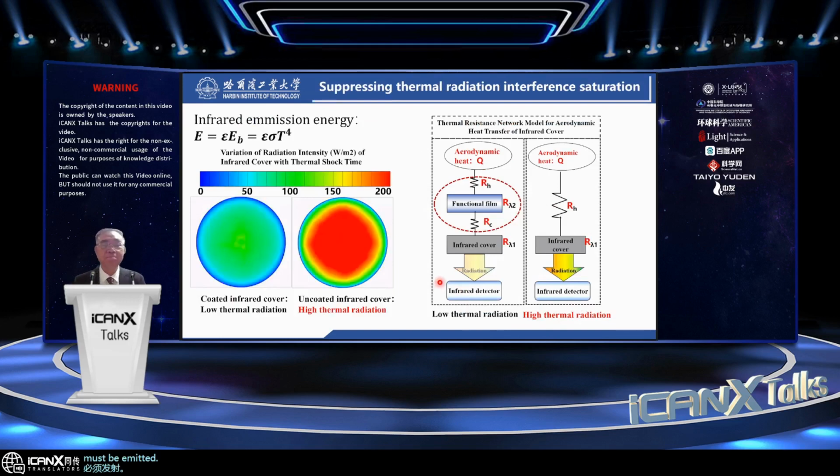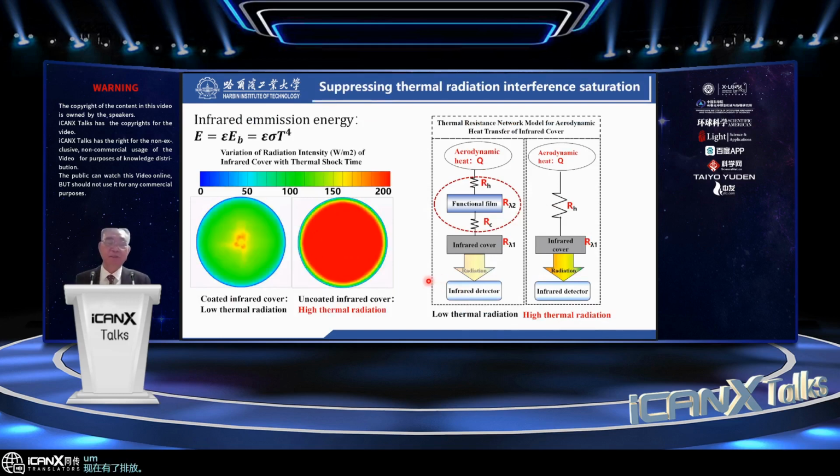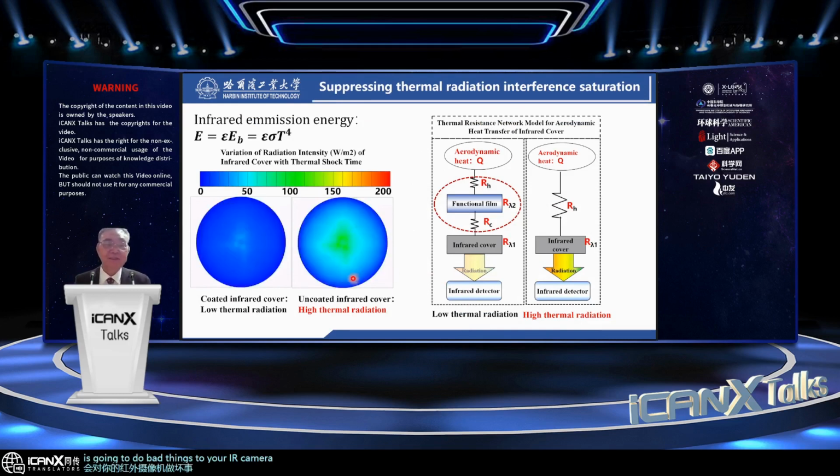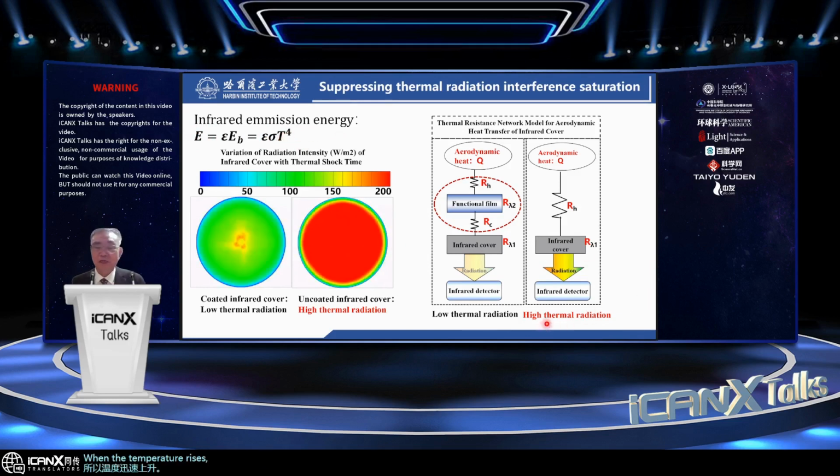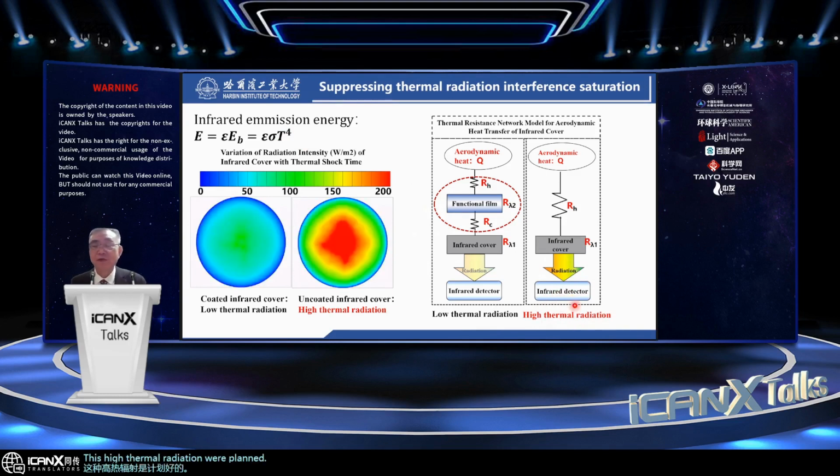Now, when the emission is going to do bad things to your IR camera, this is what it does. Because the emitting energy is equal to this formula, to the power of 4 of temperature, the temperature quickly rises. When the temperature rises, you will have a high thermal radiation. This high thermal radiation will blind your infrared detector.